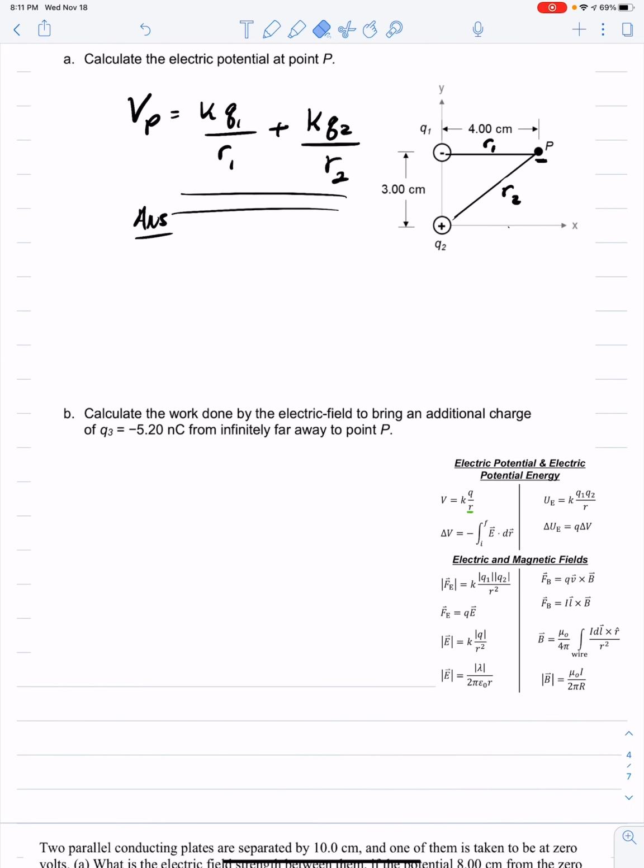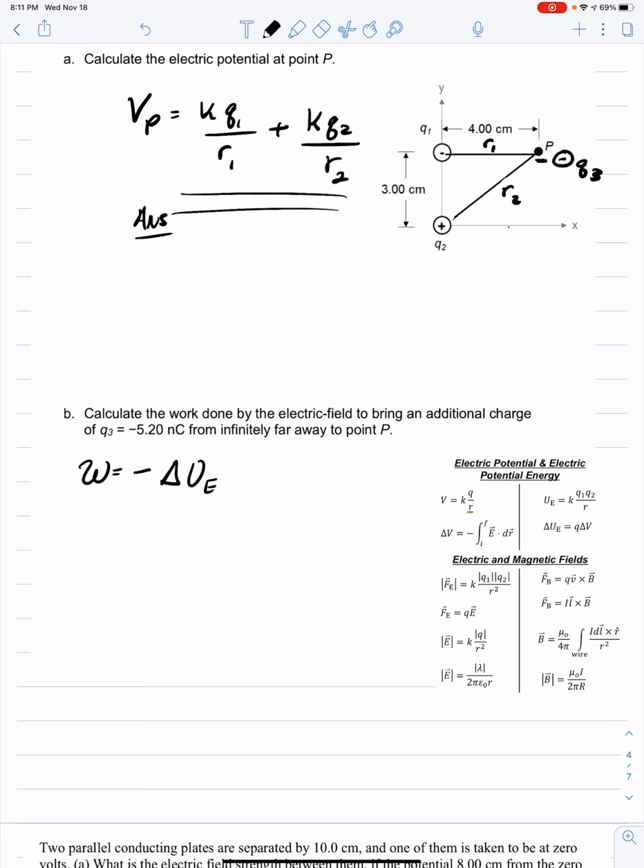Calculate the work done by the electric field to bring an additional charge of Q3 from infinitely far away to point P. Again, do not panic. So it's saying now that we are including a negative charge, Q3, right here, at reference point 3. And it's saying from infinitely far away to point P. So the work done. First, we know that work is equal to negative potential energy. We can go this route.